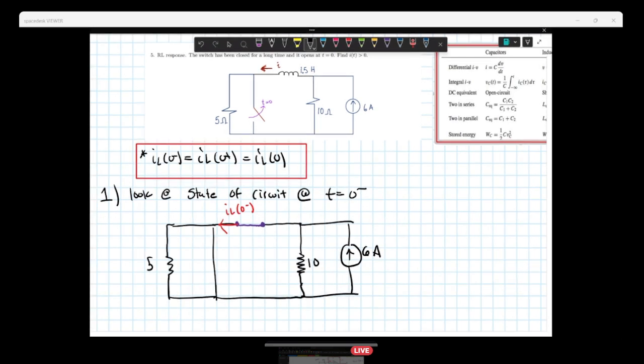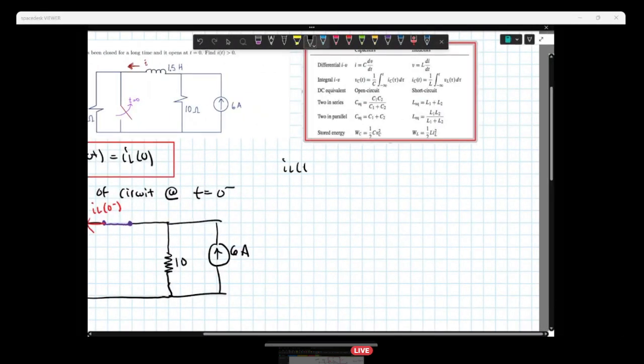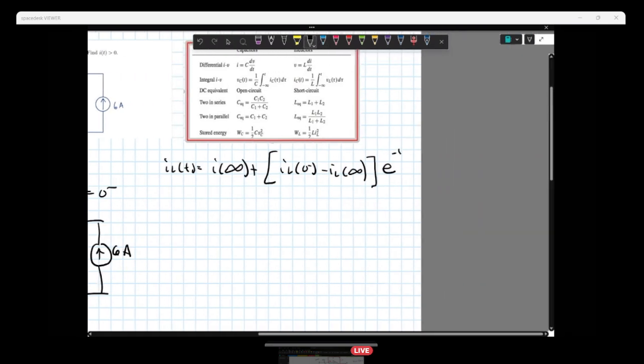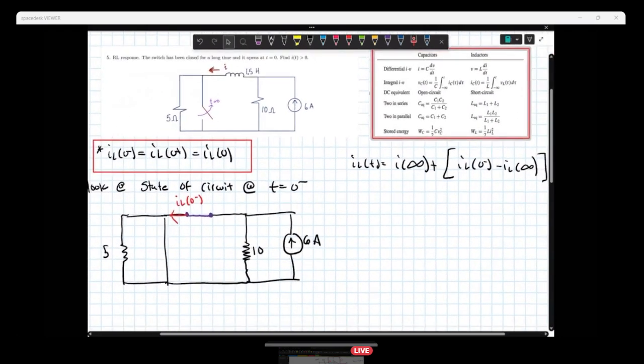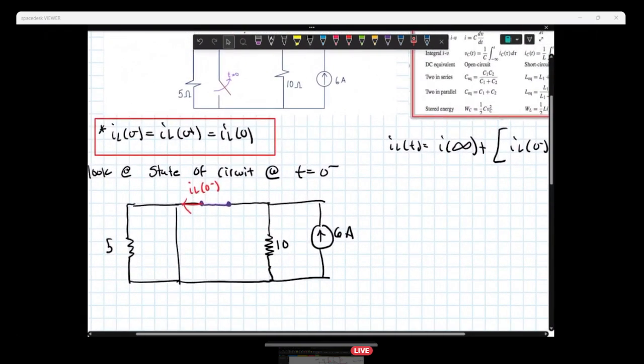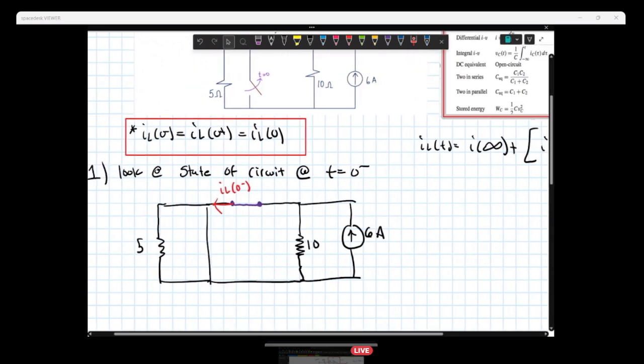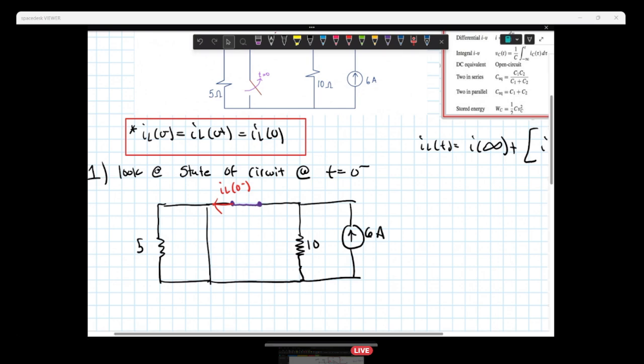You have to solve for IL(0+), which is IL(0-). You're trying to write this equation: IL of t is equal to IL(infinity) plus IL(0-) minus IL(infinity), times e to the negative t over tau. That's what you're trying to write. So you need to know IL(0-). How would you solve for it? Don't overthink it. Since it takes the path of least resistance, would it just be 6 times something?